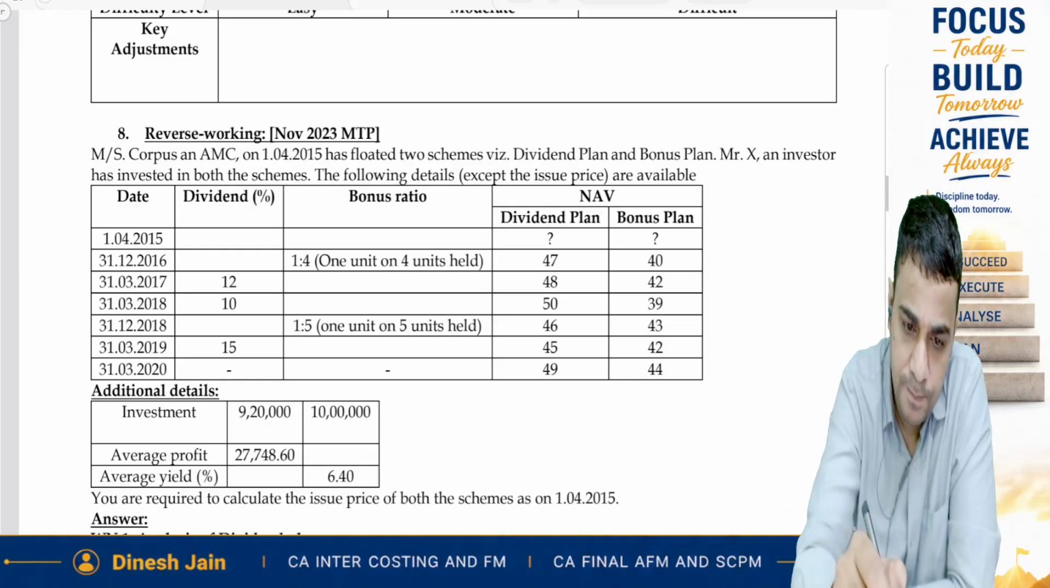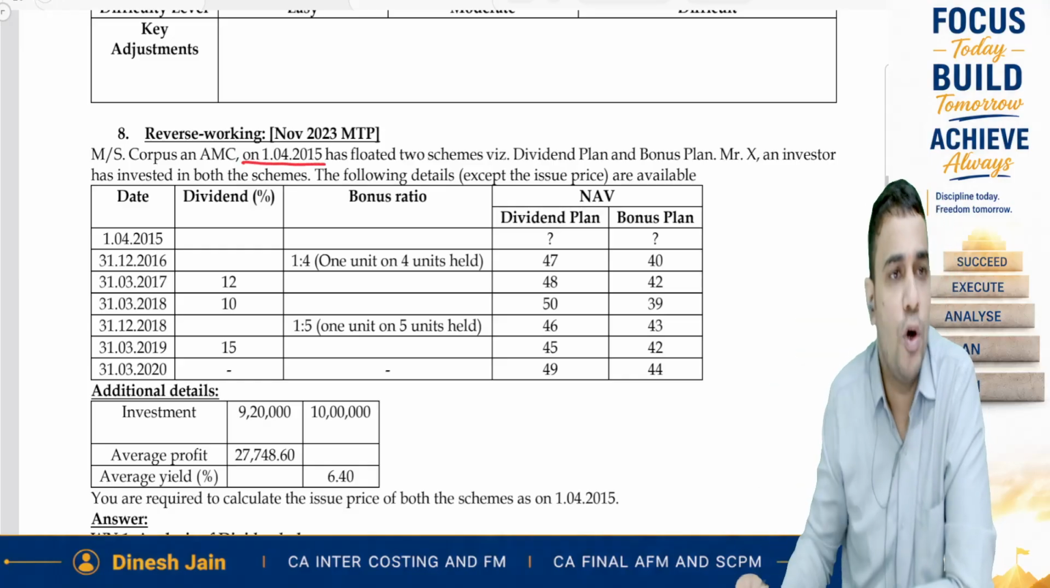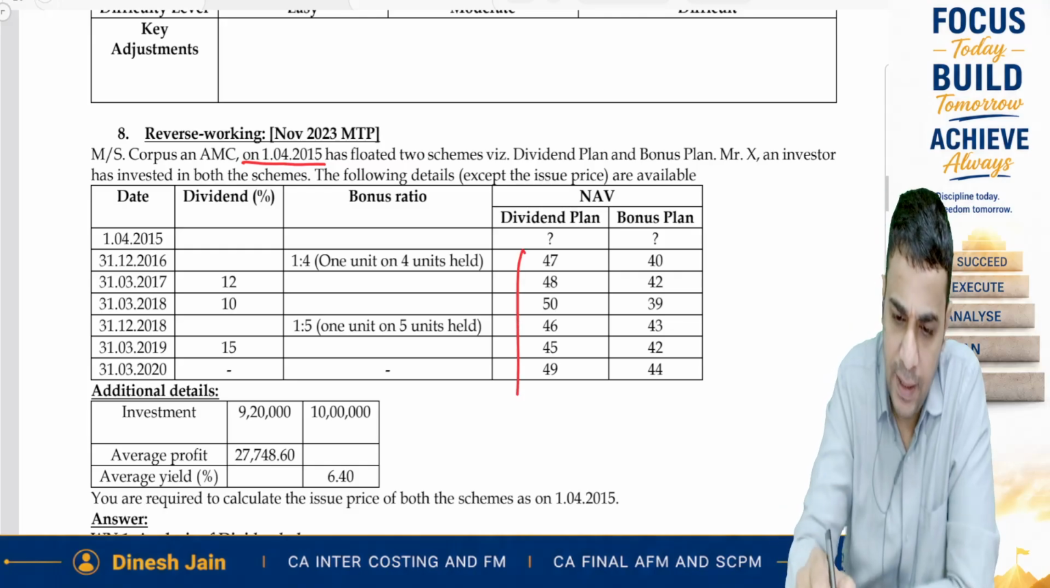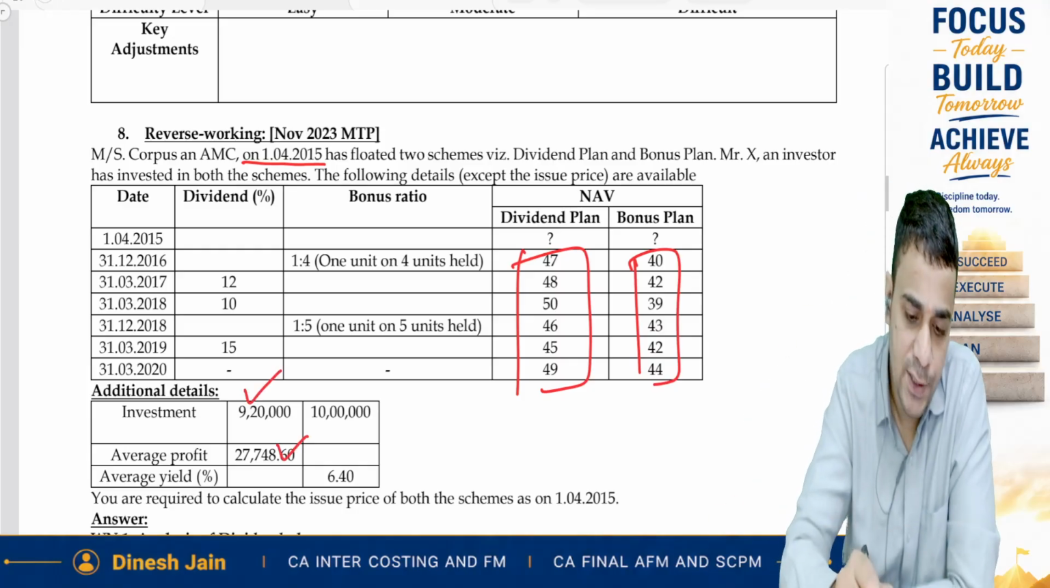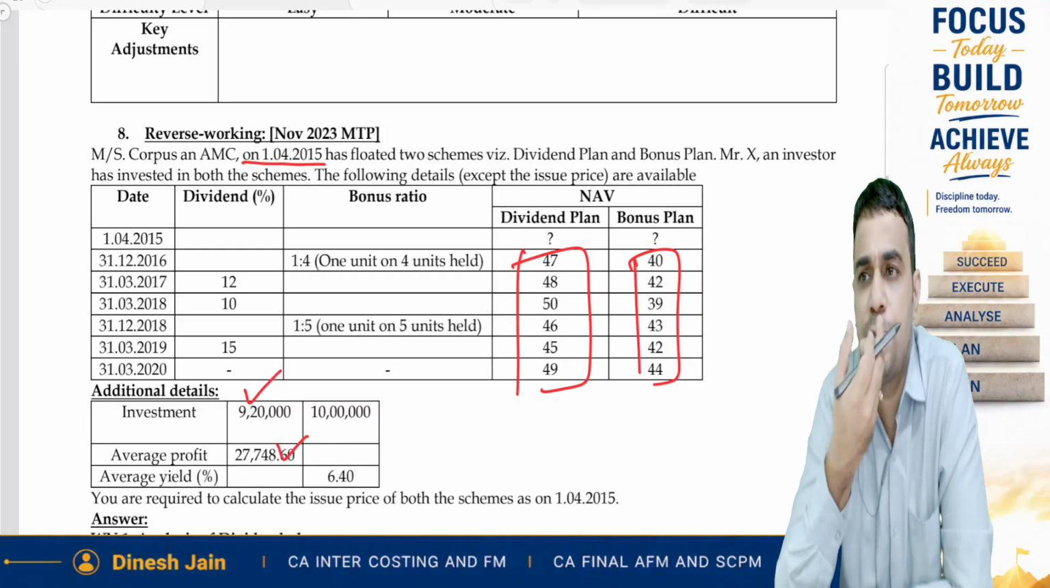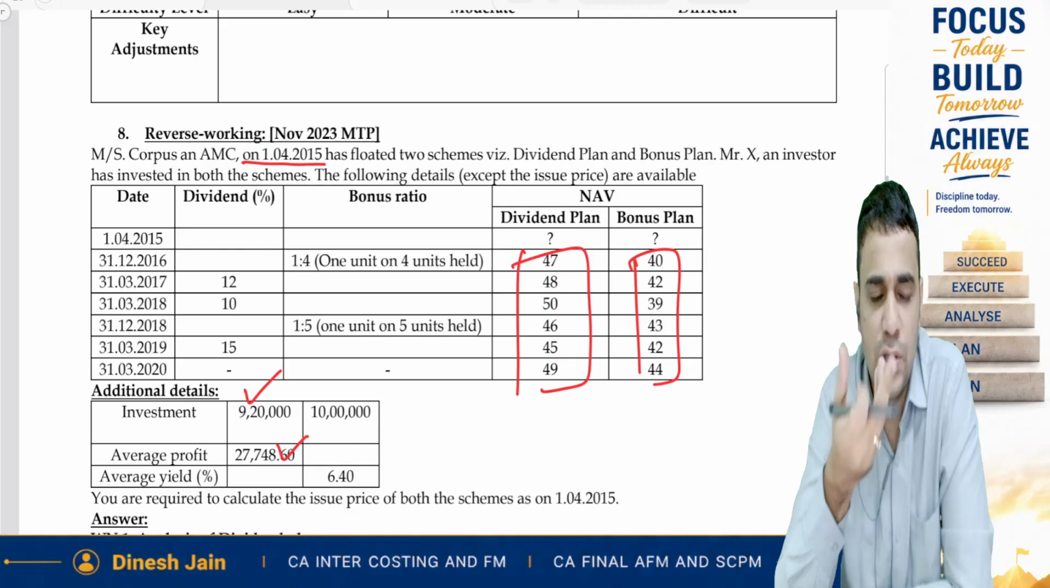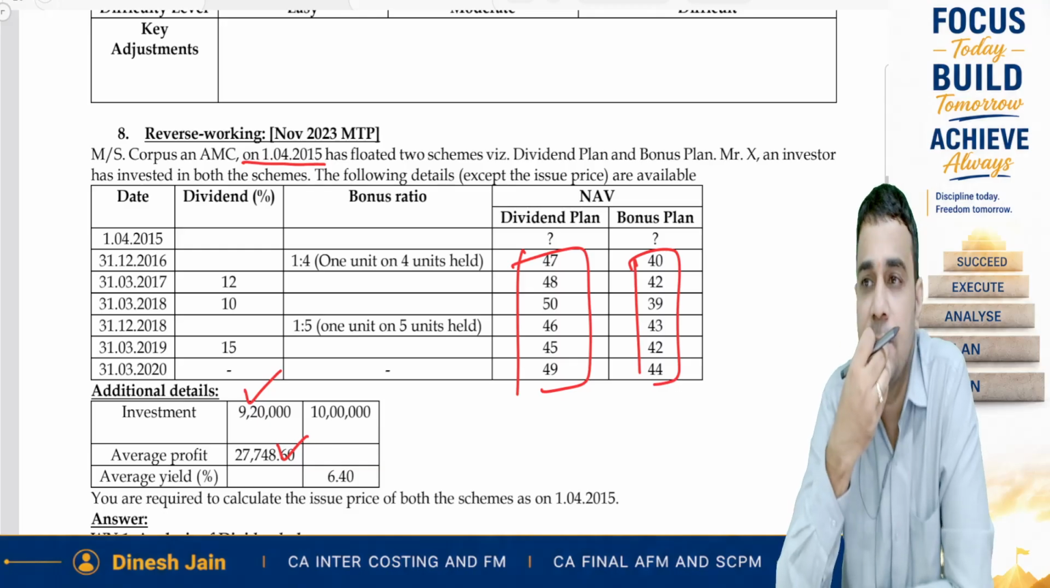When did we invest? 1/4/2015. I have been given all the NAV here. Investment amount is also given. Average profit. Any idea what the average profit could mean? They've used the word average profit. What can this mean?